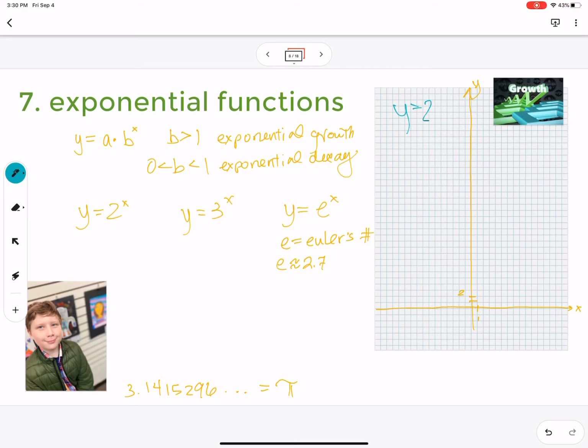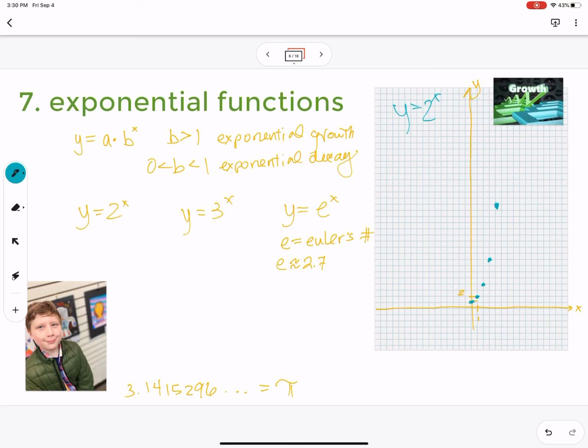So if I'm going to graph y equals 2 to the x, if I do 2 to the 0, I get 1. If I do 2 to the first, I get 2. 2 squared is 4. 2 cubed is 8. 2 to the fourth is 16. I'm not sure if I actually hit 16 on this one. These boxes are really small to count. Let's just pretend that works.